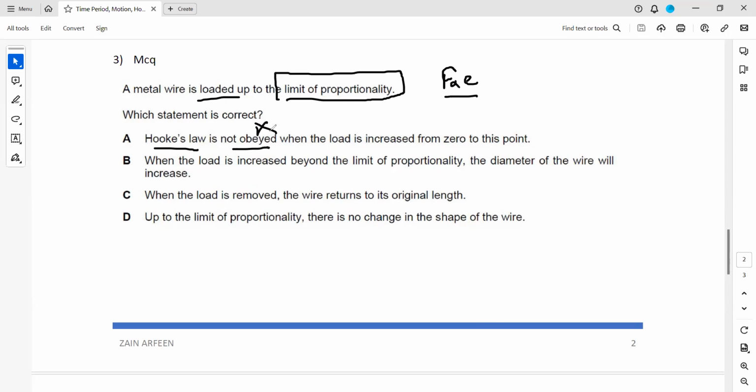So, Hooke's law is not obeyed. That's wrong. When the load increases from 0 to this point, no, it obeys Hooke's law. When a load increases beyond the limit of proportionality, the diameter of a wire will increase. That's wrong. The diameter of the wire will decrease.